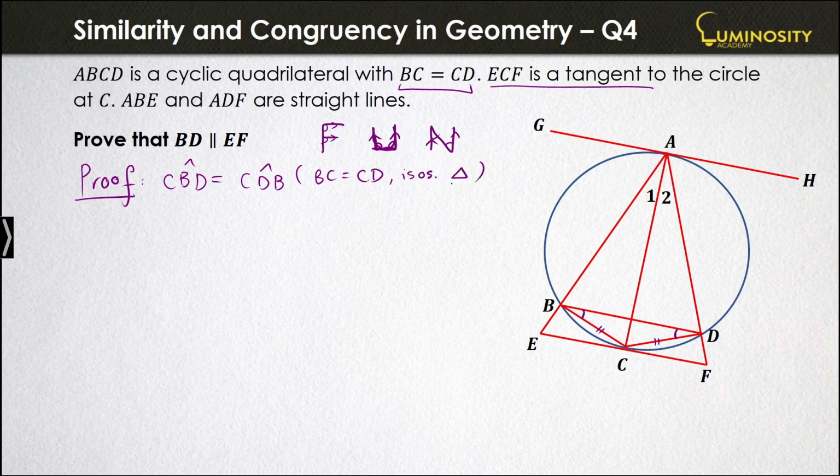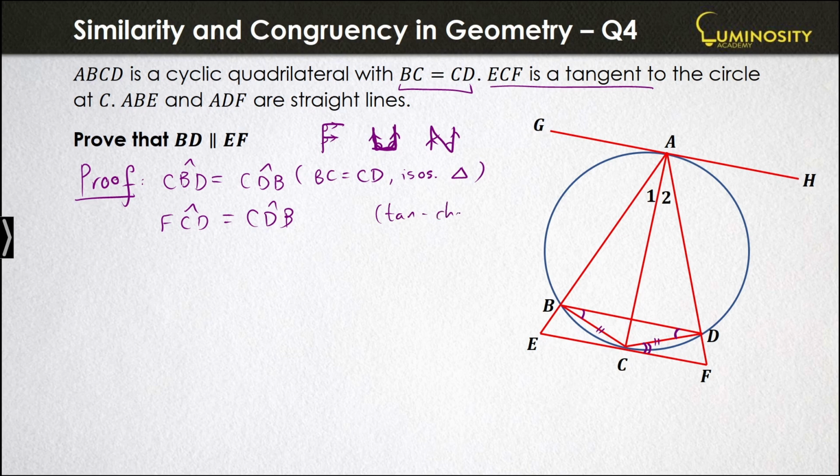Okay. Next, I have that angle FCD is equal to angle CDB. So let's see. Angle FCD is this one here, and angle CDB is this one here. Now, why do I say those are equal? That is by the tan chord theorem.